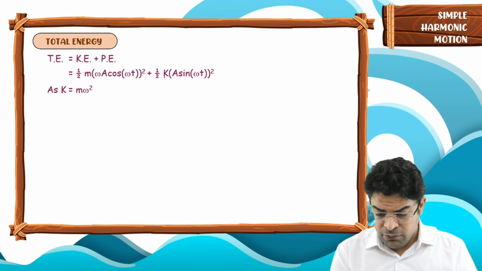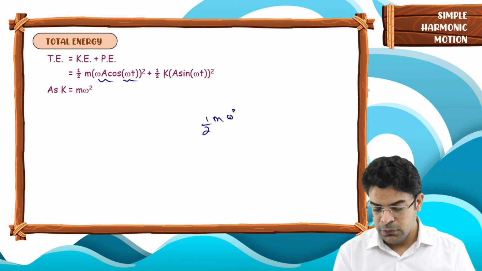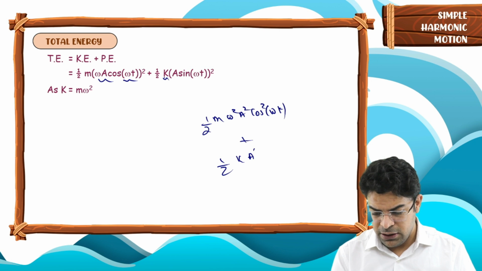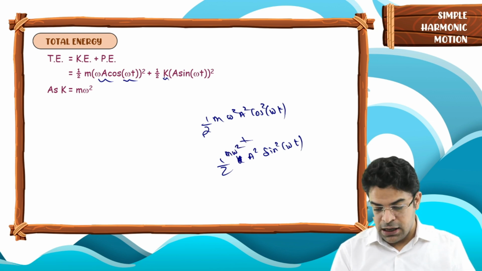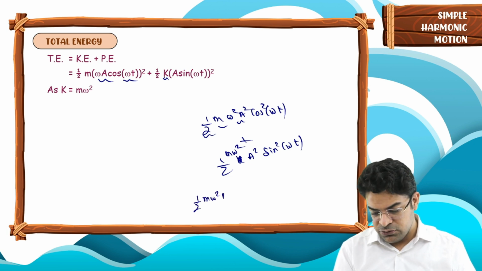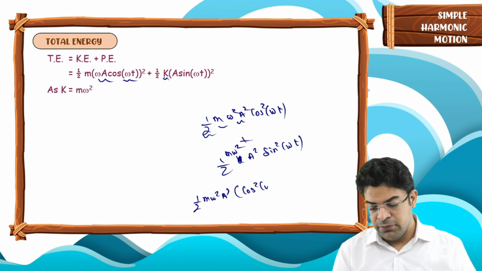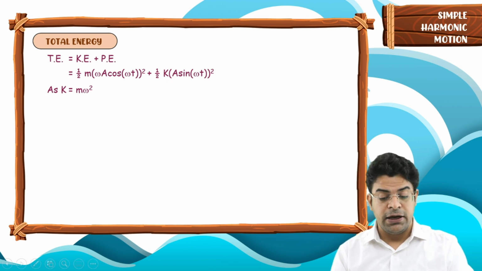So on expansion, the whole term becomes half m omega squared a squared cos squared omega t, plus half k a squared sine squared omega t. If in place of k I substitute m omega squared and then take common half m omega squared a squared, what do I get? You get half m omega squared a squared times cos squared omega t plus sine squared omega t. And the value of cos squared omega t plus sine squared omega t becomes 1. So what we get is half m omega squared a squared.